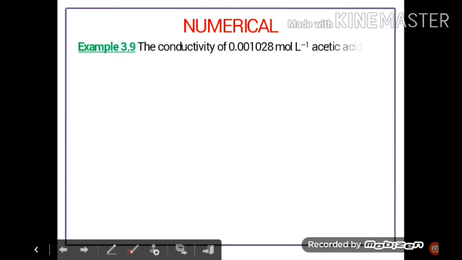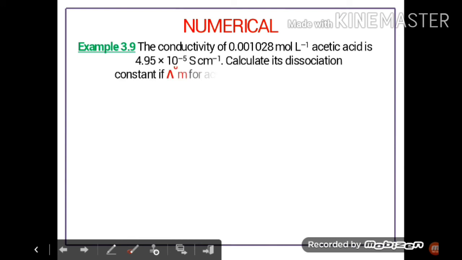Example 3.9. The conductivity of 0.001028 mole per liter acetic acid is 4.95 into 10 power minus 5 Siemens centimeter inverse. Calculate its dissociation constant if lambda naught m for acetic acid is 390.5 Siemens centimeter square mole inverse. So students, here what is given? Conductivity is given, limiting molar conductivity is given, and concentration is given.